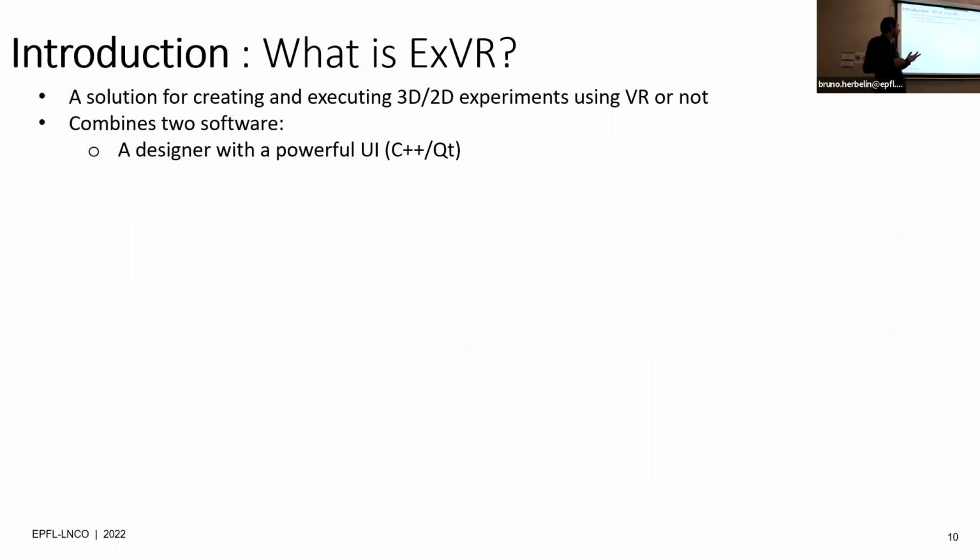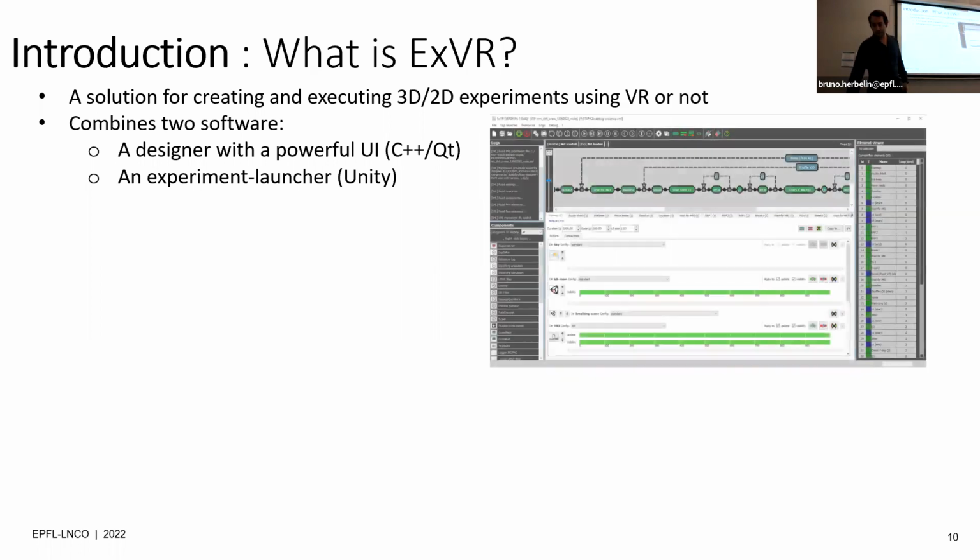A designer with a graphical user interface, made in C++ with Qt. It's very similar to PsychoPy for this part. And the second software is made with Unity. It's an experiment launcher. It is basically quite an empty program, but from the output of the designer, it generates the experiment at runtime, so you will be able to play it.